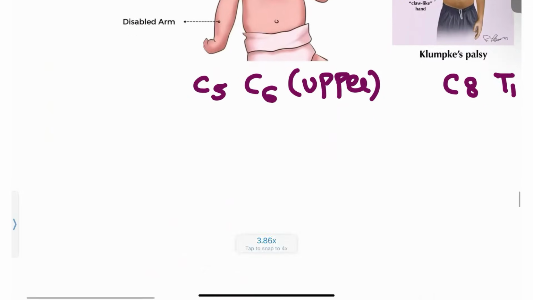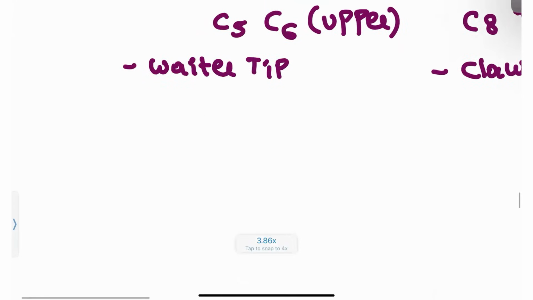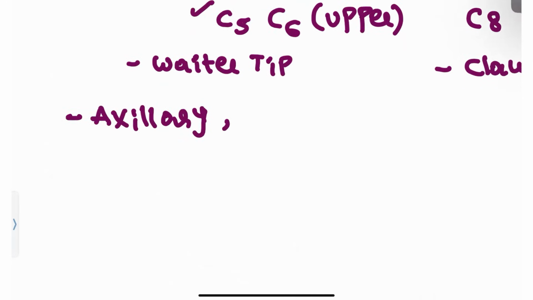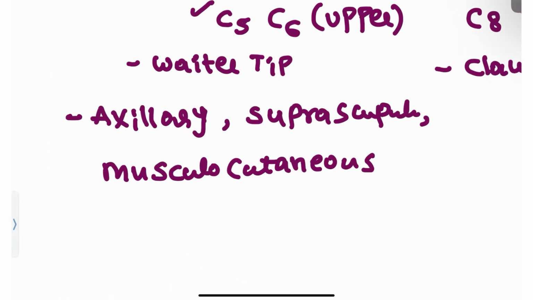And what are the defects you will see? Here you are going to see the waiter's tip. Like this, the patient is giving a tip, or the policeman's tip. And this is the claw hand, right? Here you can see clearly this is the claw hand. And what are the structures involved mainly here? One is your axillary artery, right? We just now saw what the nerve roots are. Axillary, and also suprascapular, and also the musculocutaneous nerve is involved here.